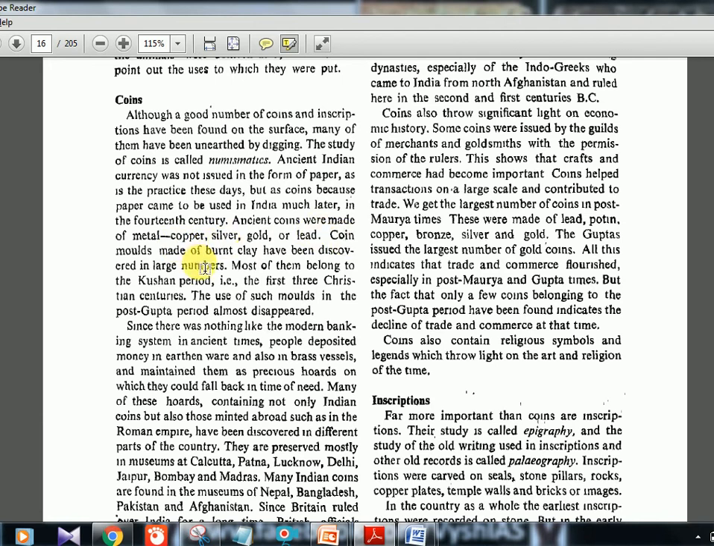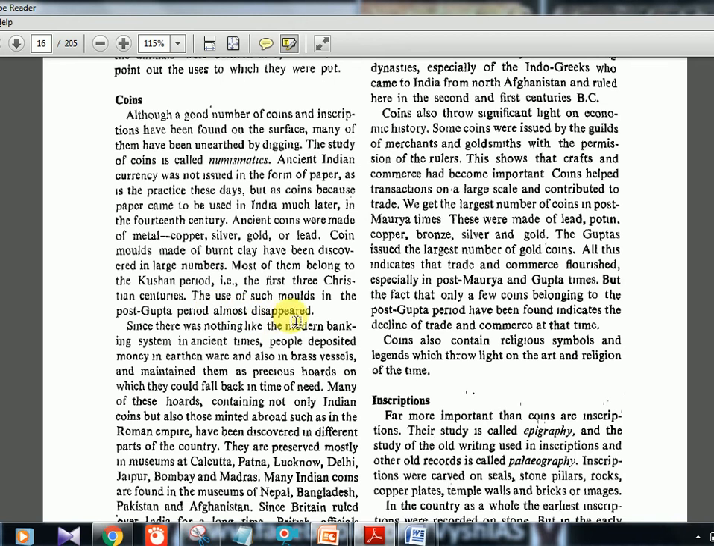Coin molds made of burnt clay have been discovered. Okay, even the molds have been discovered. Most of them belong to the Kushana period. Okay, now we'll see important things like Kushana. It's important because I think the first gold coins were discovered here. But with the most number of gold coins, if someone asks, it is not Kushana, it will be Gupta. Okay, we'll see it here itself somewhere. So Kushana is the place where we find a lot of coins. Okay, but the first gold coin is there.